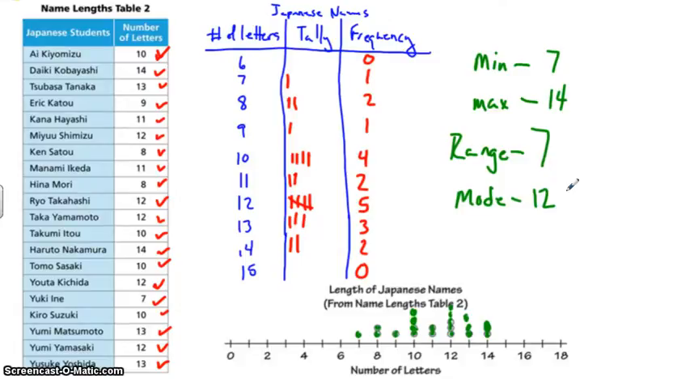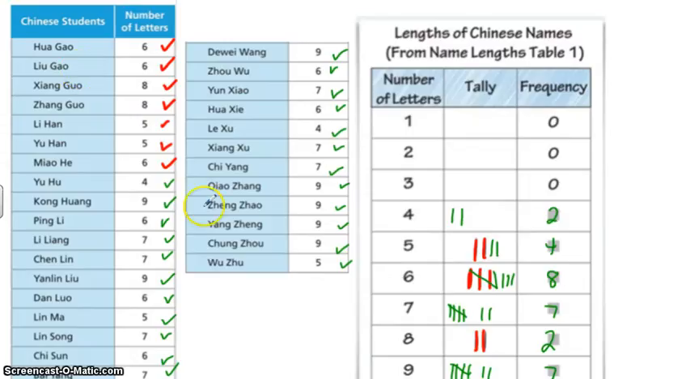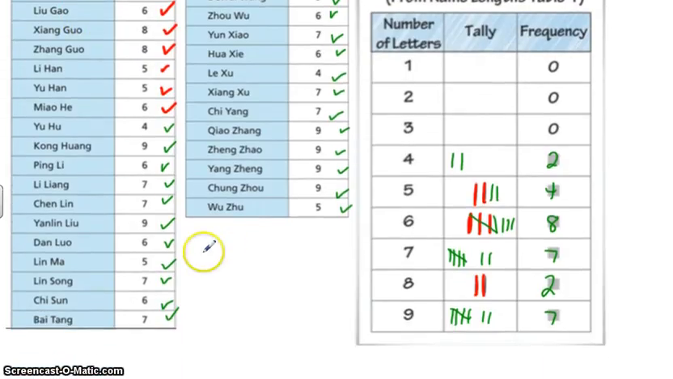Now what we can do is go back and do this for the Chinese and for the United States names, and then we could compare that. So I'm going to scroll back to those pages real quick. All right, and we are going to find the minimum, the maximum, the range, and the mode for the Japanese.